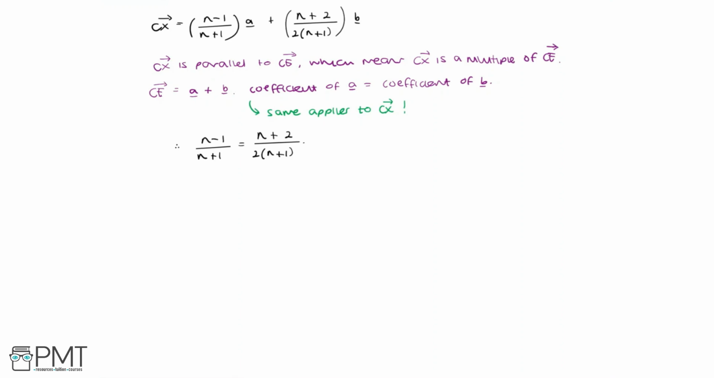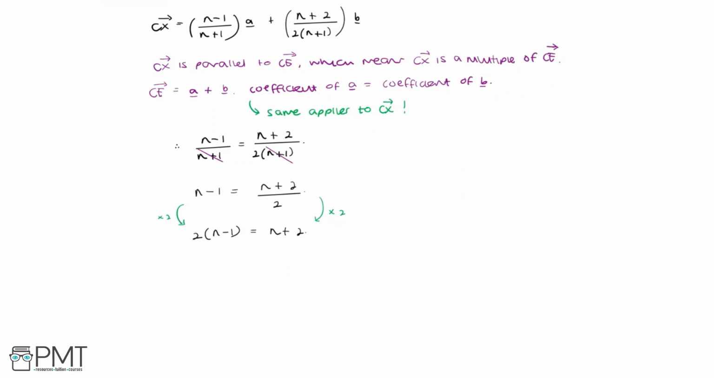Now we have n plus 1 in both denominators, and so these cancel out. And so we're left with n minus 1 is equal to n plus 2 over 2. Now we can multiply both the left hand side and the right hand side by 2. And so we can say that 2 lots of n minus 1 is equal to n plus 2.